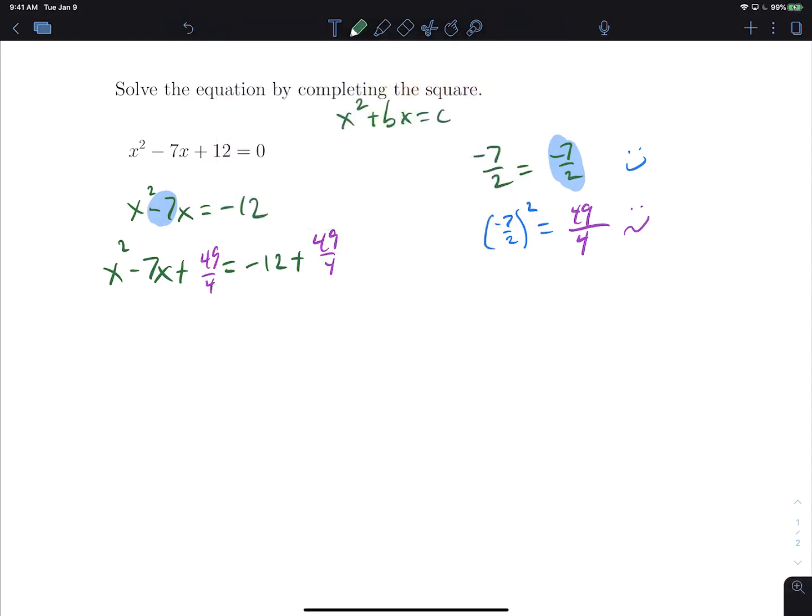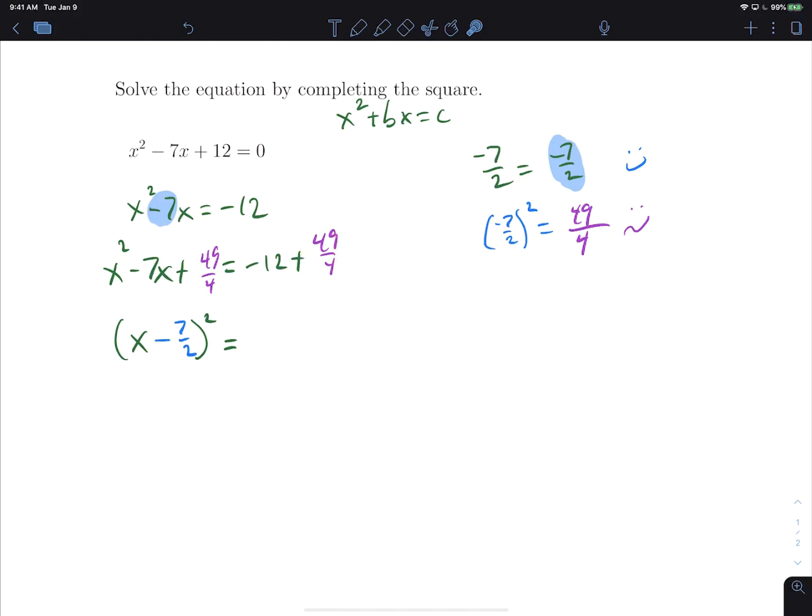Excellent. The great thing is that the left-hand side will factor, and there's zero guessing as to what the factorization is going to be. It's x something squared every single time. The only question is what is that something? Well, it's that whatever we got when we first divided by 2, which in this case is negative 7 over 2. As for the right-hand side, we have negative 12 plus 49 over 4.